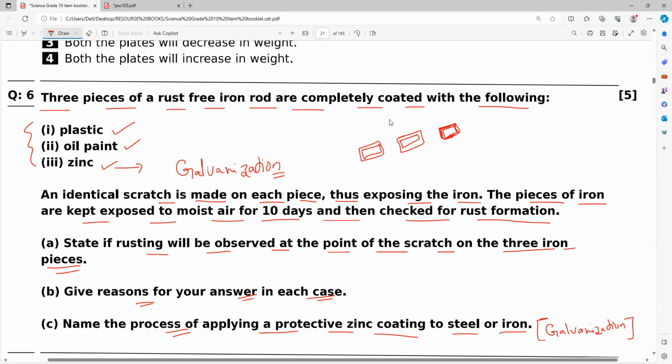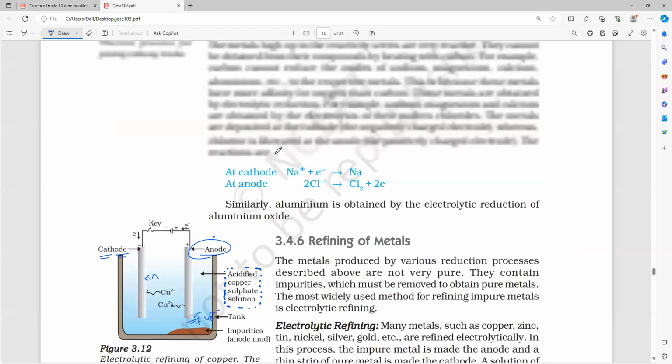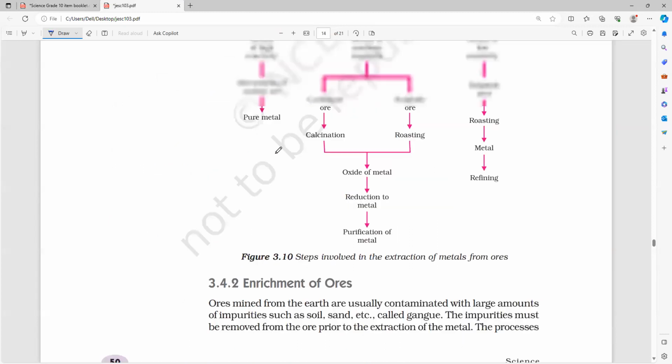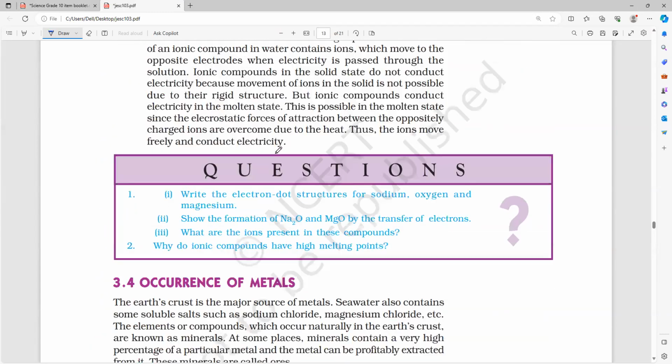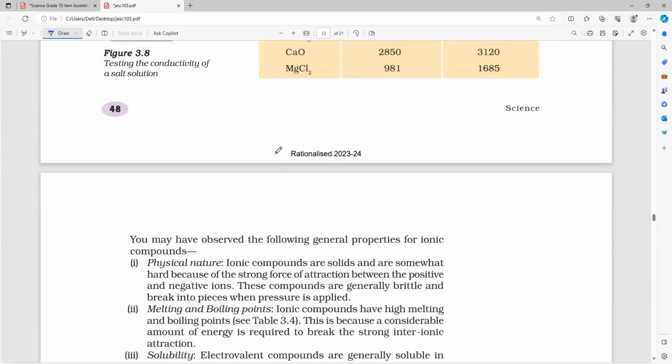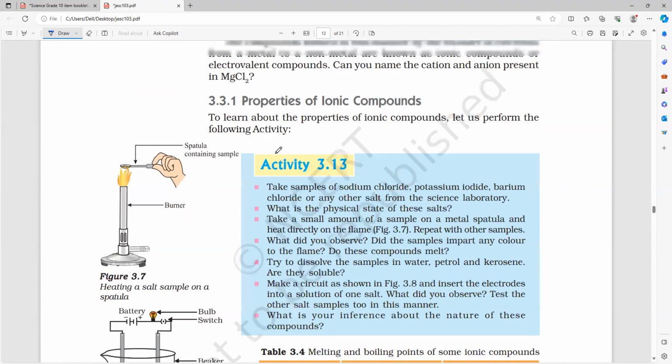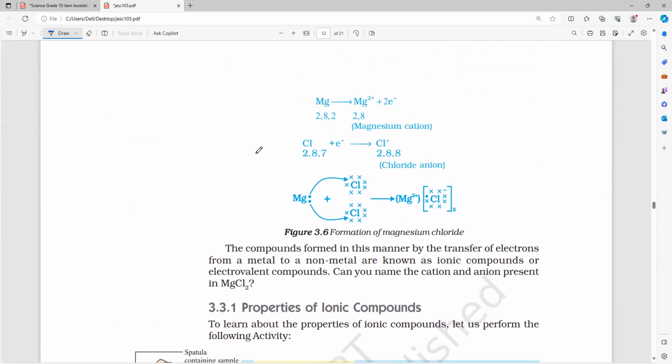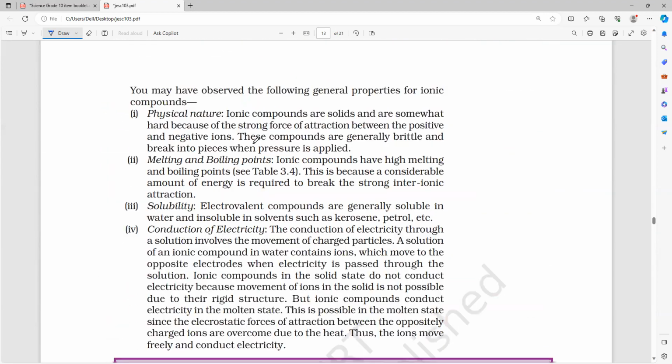One of the most important questions. Please learn, it is very, very important. This question is asked from the textbook only, but in the text you won't find plastic, oil and zinc alone. Those who read the book can find that even if it is coated with zinc and there is a scratch, it still won't be corroded.